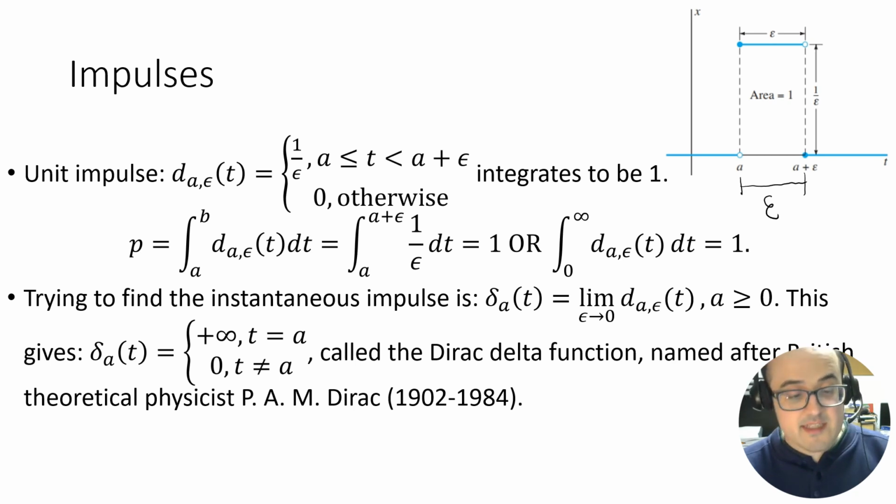We want to find the instantaneous impulse, delta sub a of t, which is equal to the limit as epsilon approaches 0 of that unit impulse, where a is greater than or equal to 0. So we get that delta sub a of t is positive infinity when t is a, or 0 when it's not a. And this is the Dirac delta function, named after the theoretical physicist P.A.M. Dirac, born in 1902, died in 1984.